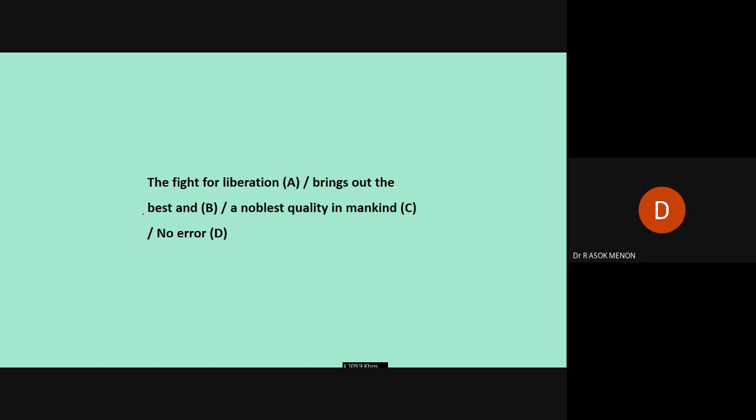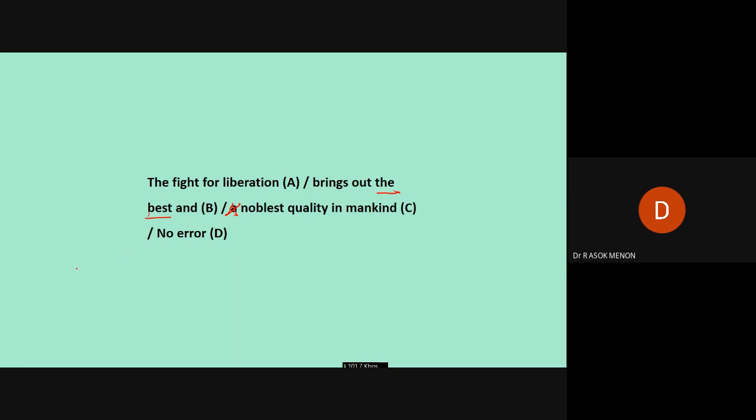C, brings out the best. The best, and here "the" is unnecessary. The best and noblest quality in mankind. "The noblest" would be another mistake, because these two qualities, best and noblest, are attributed to the same noun, quality. So these two epithets or qualifications go with the single noun quality. Therefore, the best and noblest quality in mankind.